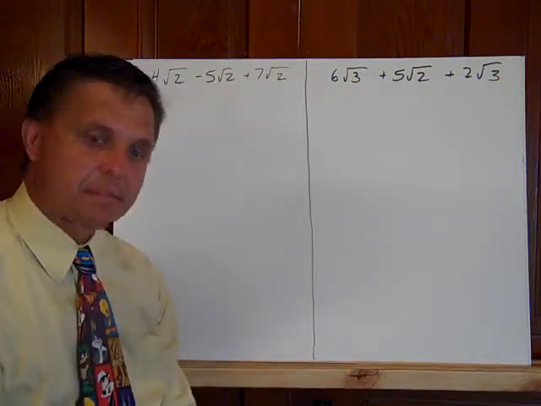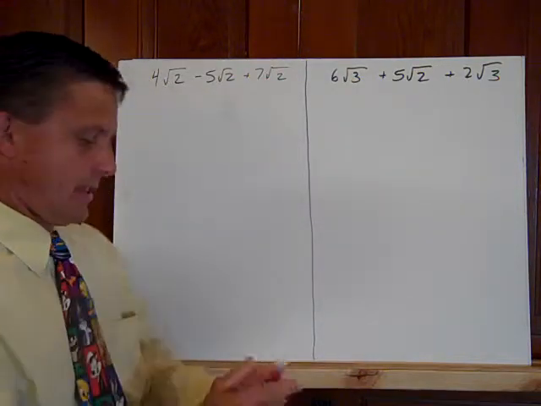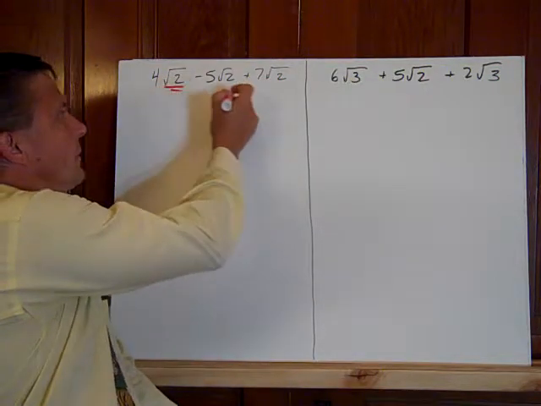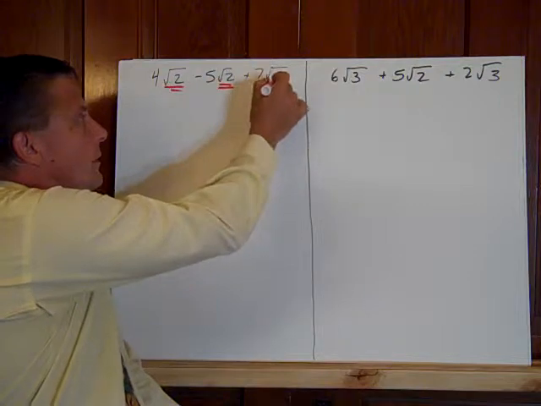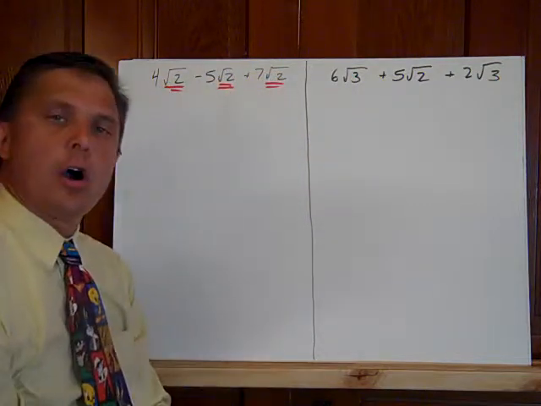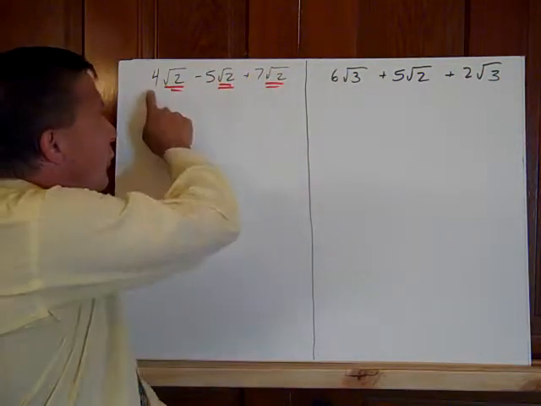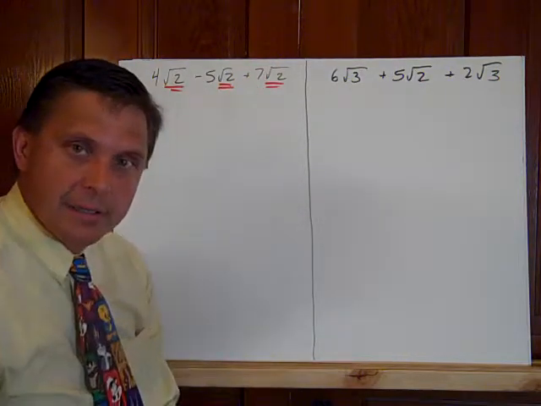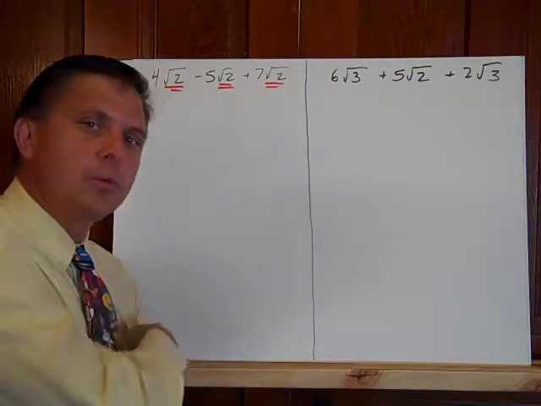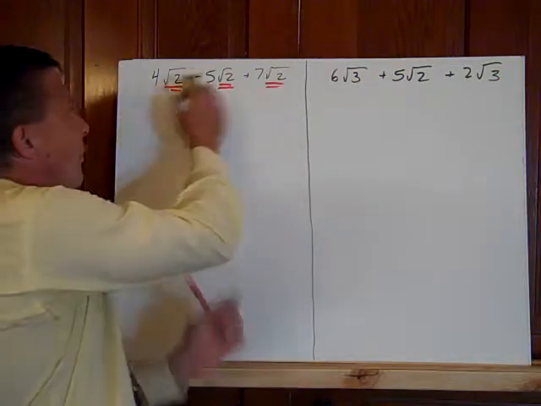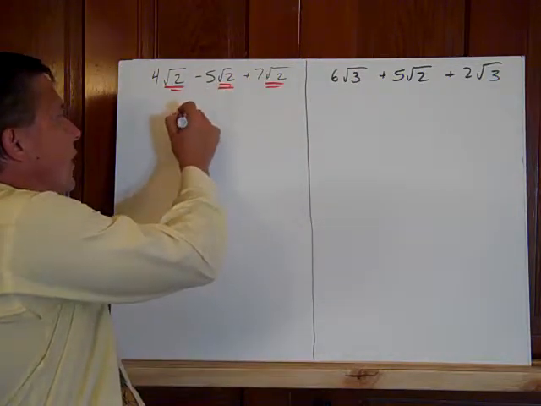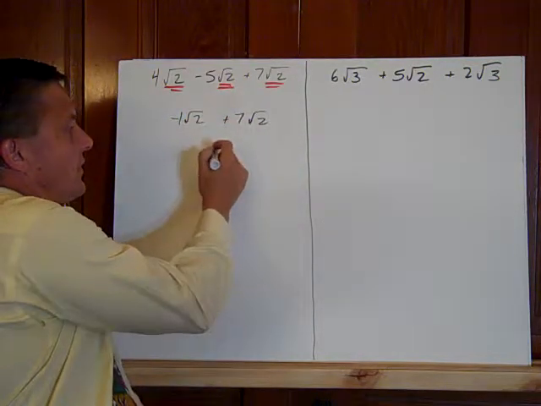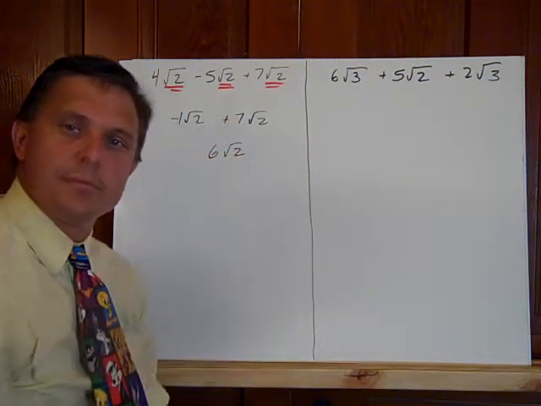So let's do some practice. Again, we look at these and we say, are they like terms? This is 4 times square root of 2, take away 5 square roots of 2, add 7 square roots of 2. All the same. If I add them first, 4 plus 7 is 11. 11 minus 5 would be 6 square roots of 2. I'll do it in a different order, left to right. 4 minus 5 is negative 1 square roots of 2. Negative 1 plus 7 is 6 square roots of 2.